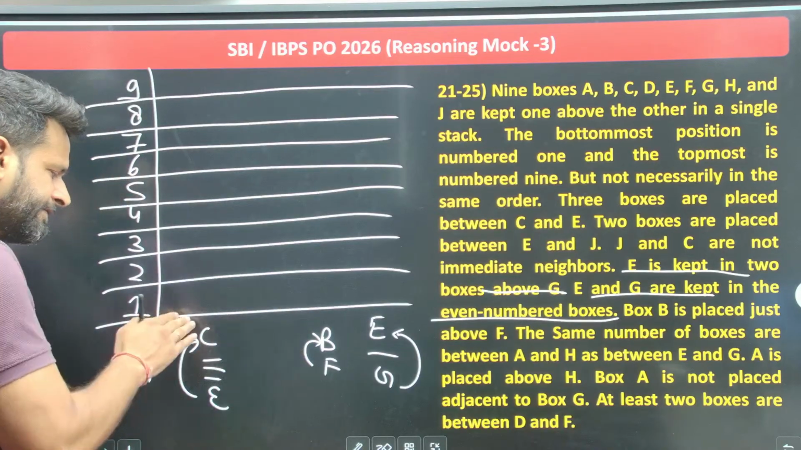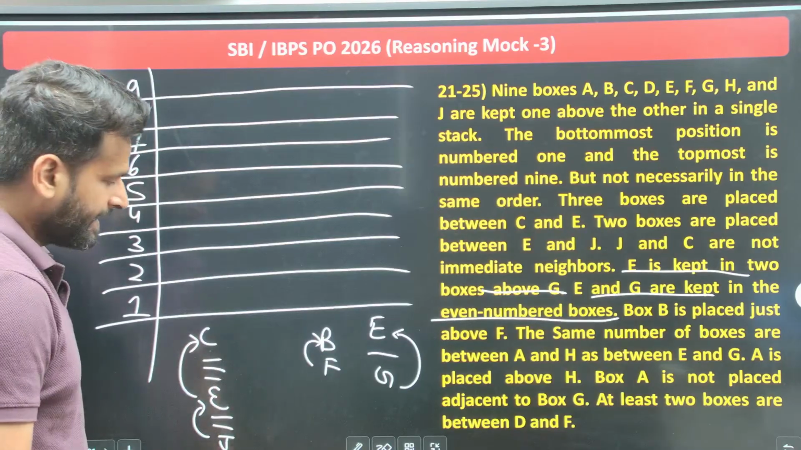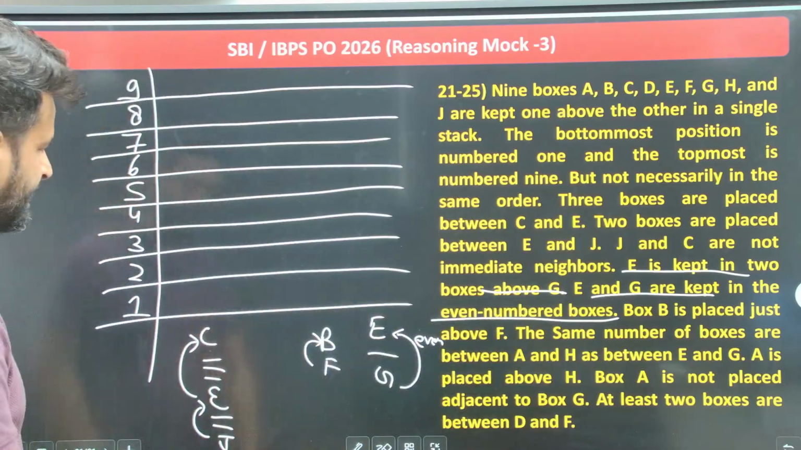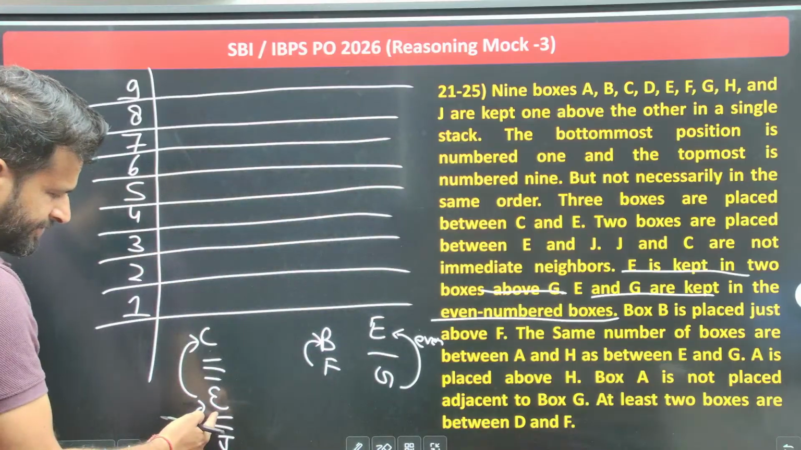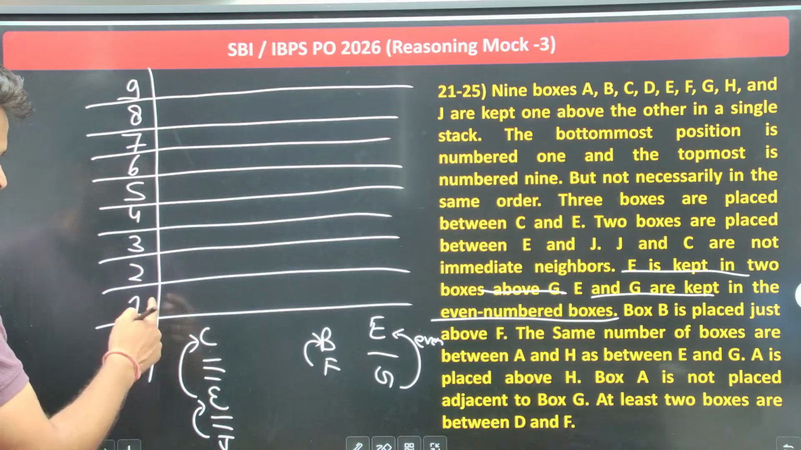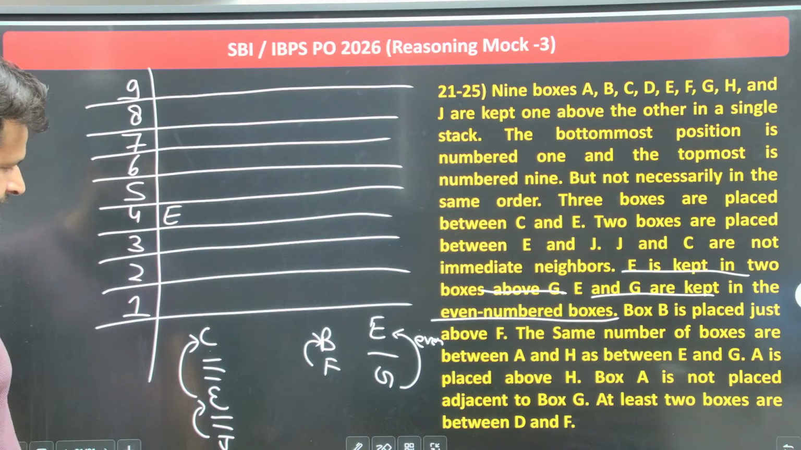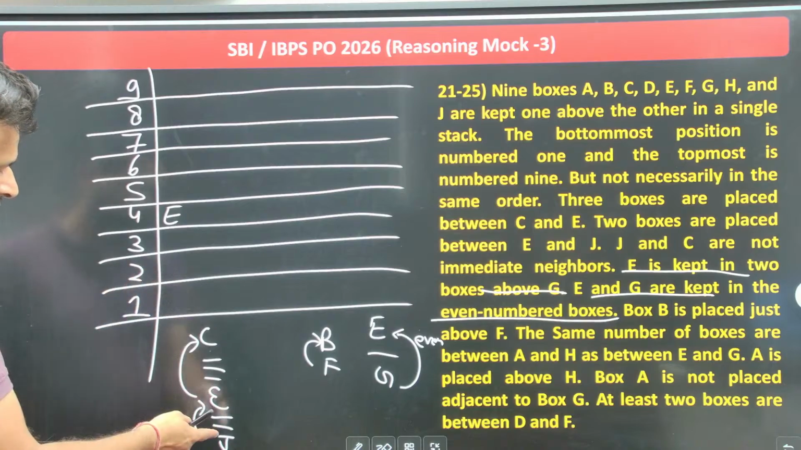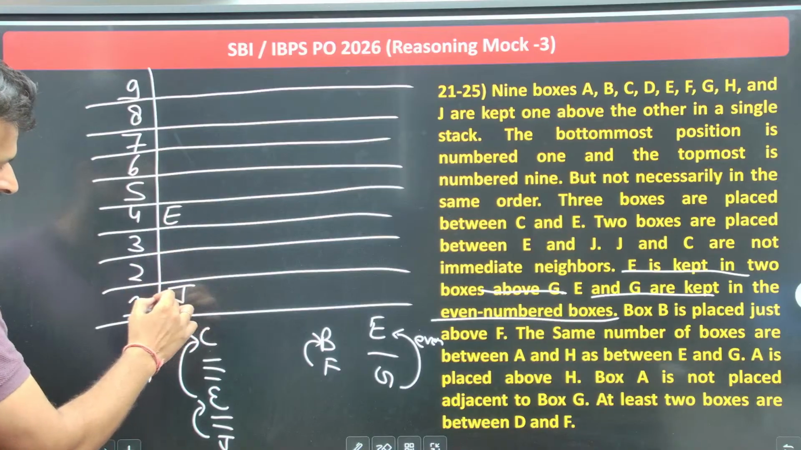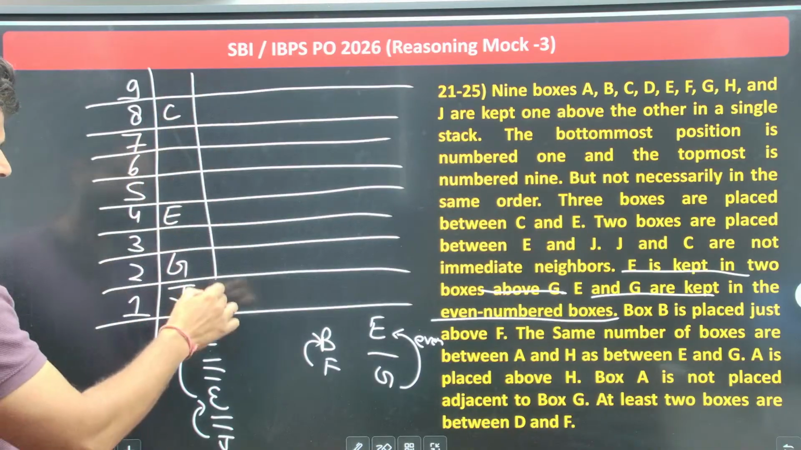So if C is above E, then 1, 2, J will be below E. E is at even place, right? E and G were at even place. So if I try to place this, total 9 boxes, 1, 2, 3, 4, 5, 6, 7, 8. E has to be at this place, right? E cannot be at 2 in this situation. E is at 6, again not possible. So this is E, 1, 2, this will be J. E leaving 1, this is G. E leaving 1, 2, 3, this will be C. This is your first case.